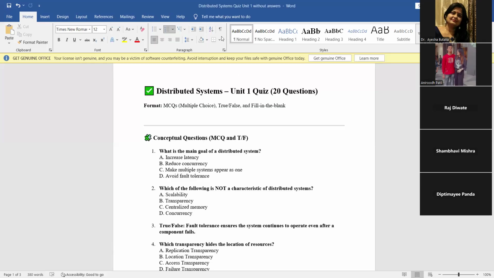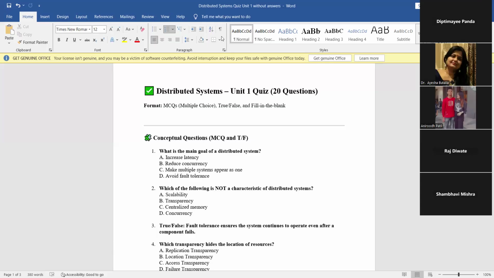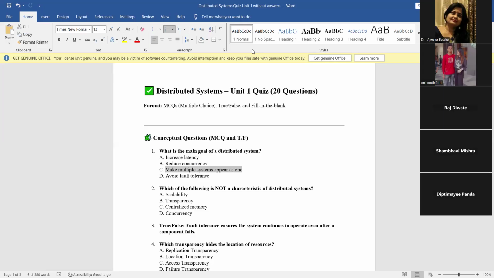Yes, anybody would like to answer? Shambhavi? Yeah, Mansi has answered C. Okay, make multiple systems appear as one. So just now we discussed multiple processors. Yes, so making multiple systems appear as one. That is called concurrent transactions.